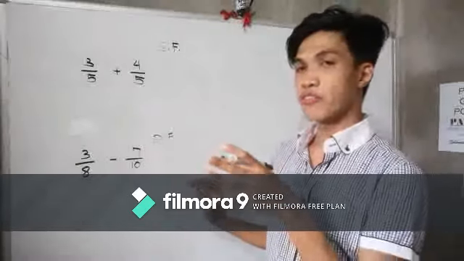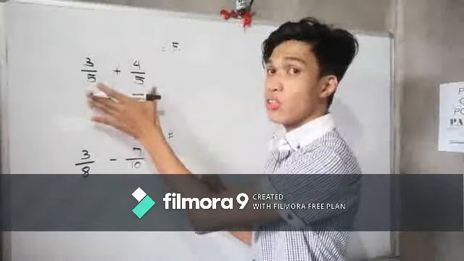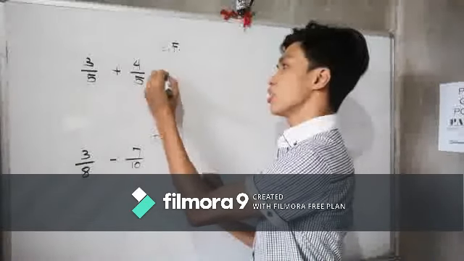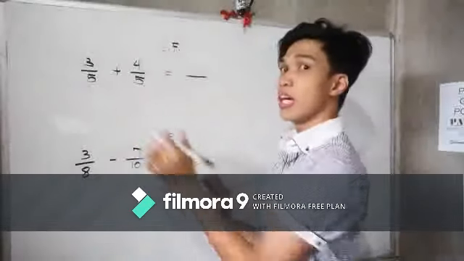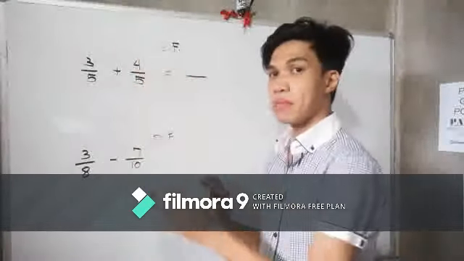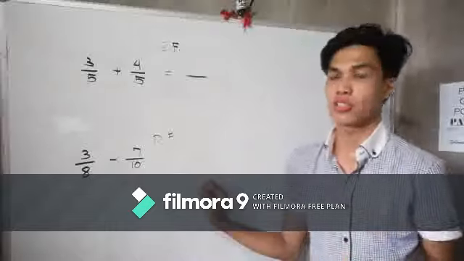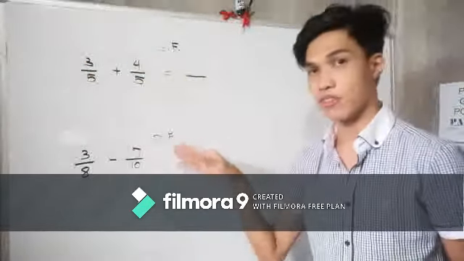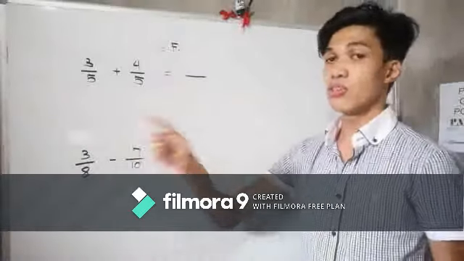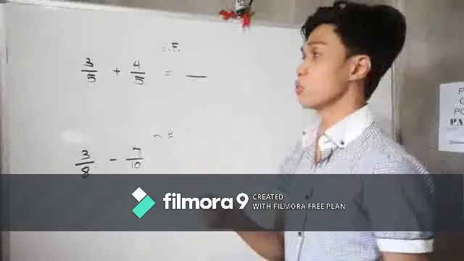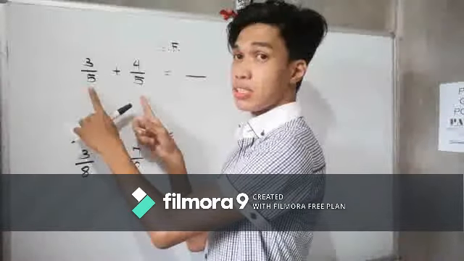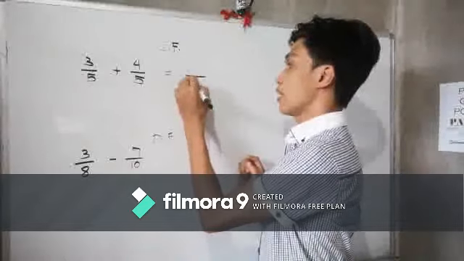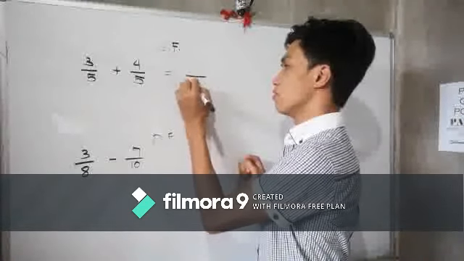In order for you to add or subtract similar fractions, this is the first step. You just need to look at what our denominator is. Again, this is applicable for similar fractions. So we need to add 3 over 5 plus 4 over 5. Let's look for the denominator. Our denominator here is 5, so we just need to copy 5 as the denominator. That is the very first step.